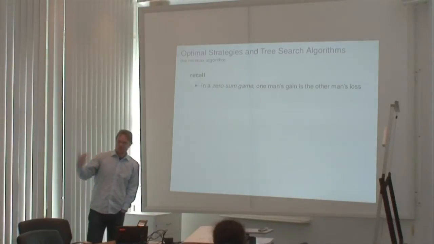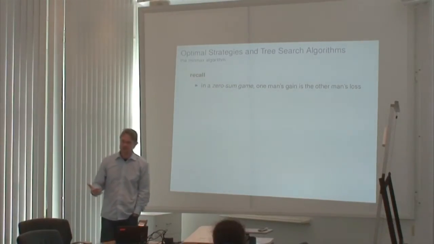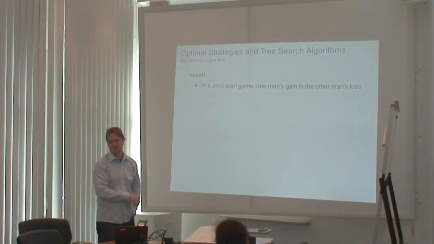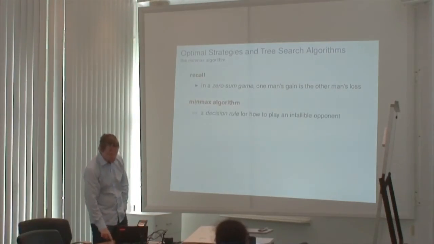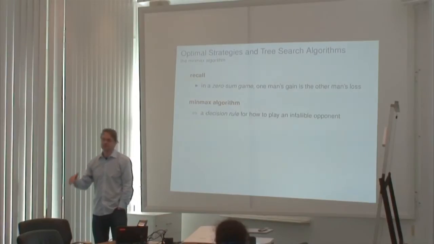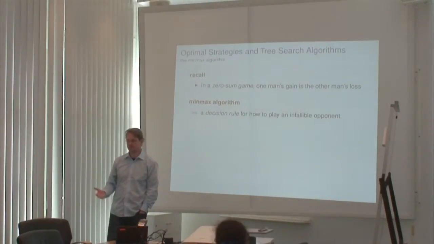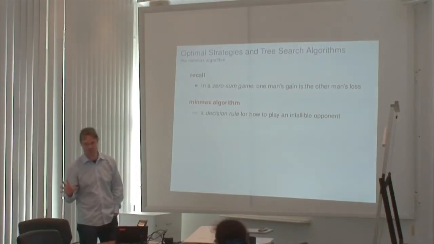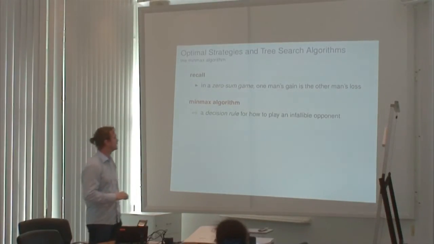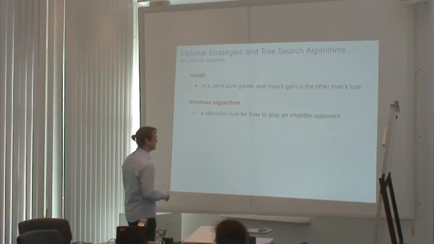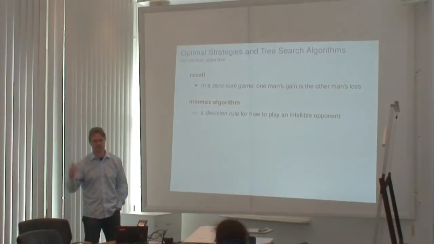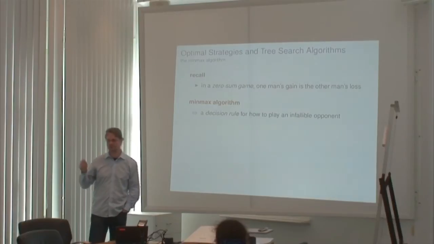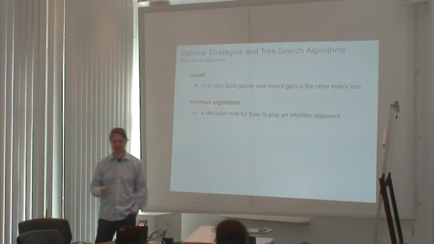And remember that I told you that in a zero-sum game, one man's loss is another man's gain. And this leads to the idea of the famous MinMax algorithm. That is, in one sentence, a decision rule for how to play an infallible opponent. How to play against adversaries that never make mistakes.